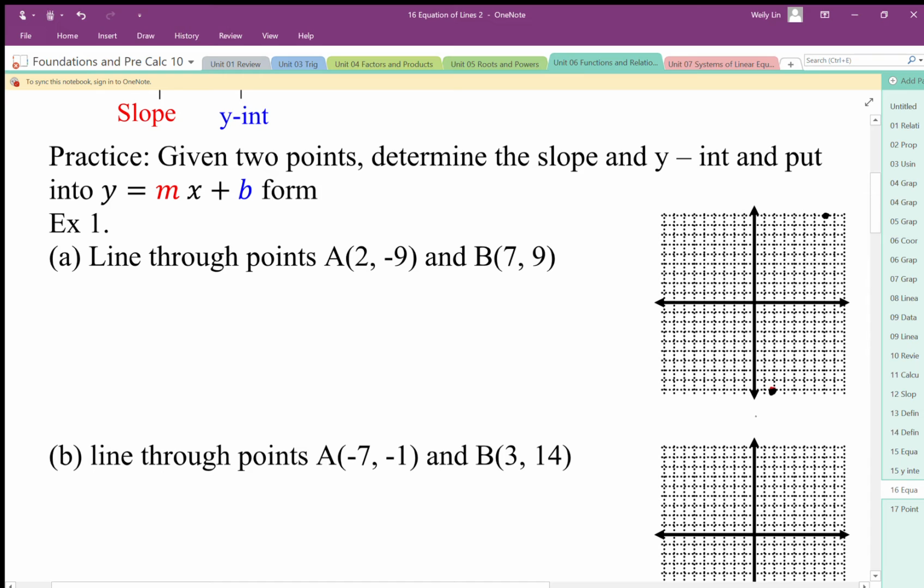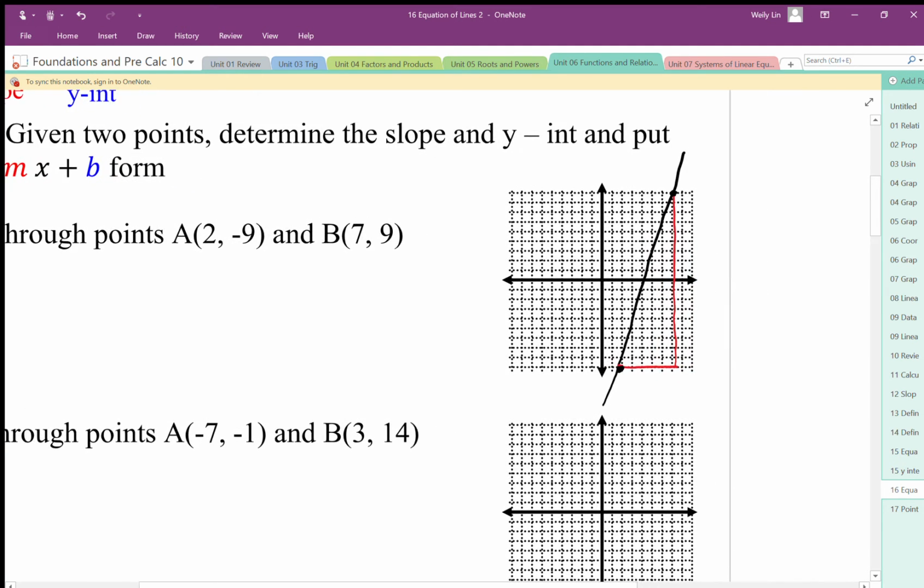We can see that there is a linear relationship through those 2 points, and that linear relationship has a slope, and it crosses the y-axis at some point. It looks like the y-axis is kind of off the graph. That's okay. So I'm going to find the slope first. So I'm going to find my change in y. My change in y is equal to 9 minus negative 9. And I can count it. It looks like plus 18. And then my run is going to be 7 minus 2. So I've gone to the right 5 units.